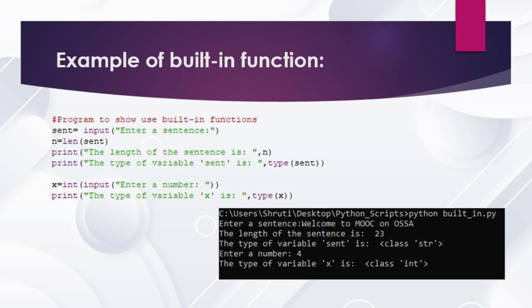Let us look at an example for built-in functions. This program demonstrates the use of built-in functions in Python. It takes a sentence as input and uses the inbuilt len function to find its length, and the inbuilt type function to display the data type of the variable sent. It then takes a number as input and converts it to an integer using the inbuilt function int and displays its data type using the type function.